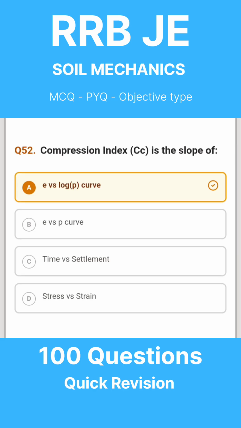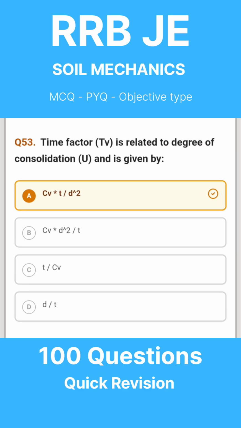Question 52. Compression index, CC, is the slope of? The correct answer is e versus log P curve. Question 53. Time factor TV is related to degree of consolidation U and is given by? The correct answer is CV*T divided by D to the power of 2.